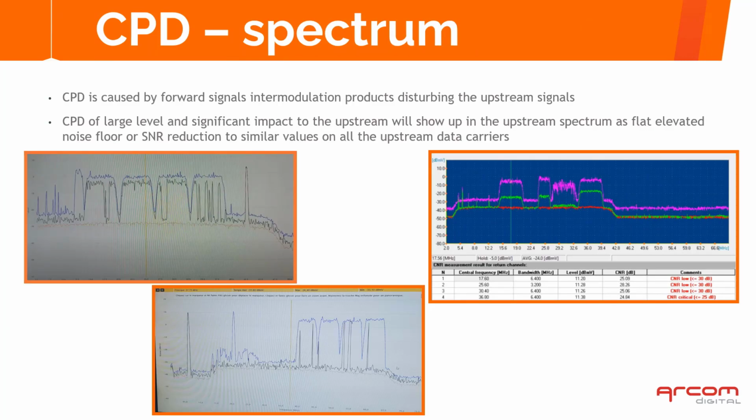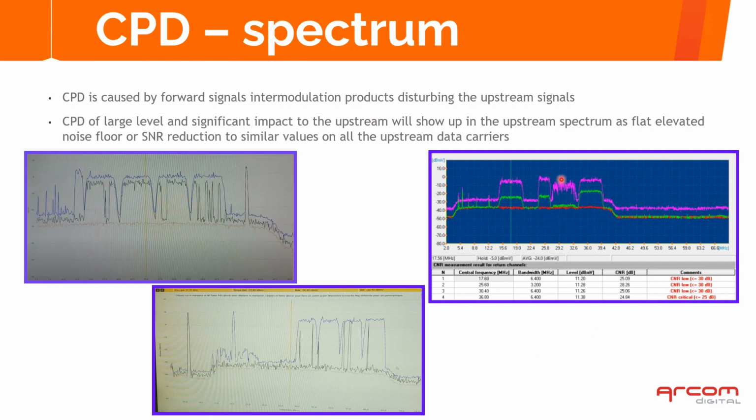I'm sure you have seen screenshots like this. They are examples of service impacting CPD that makes the CNR drop below 30 dB. 30 dB is the value that DOCSIS describes as alarming. A CNR drop below 25 dB can cause transmission stop or severe throughput reduction on all the upstream channels.